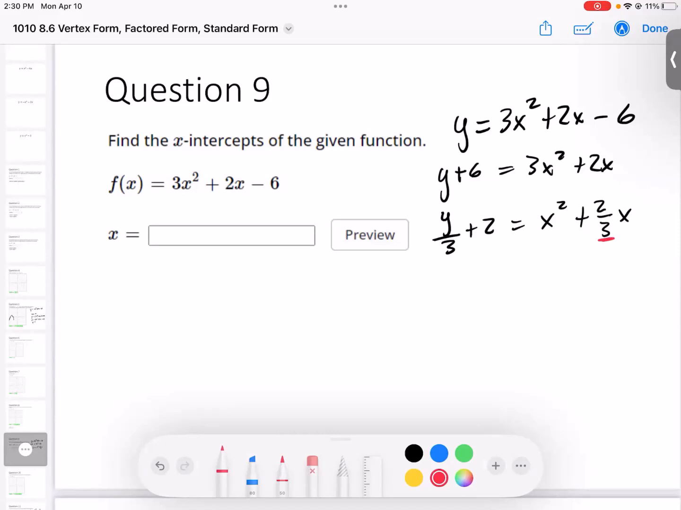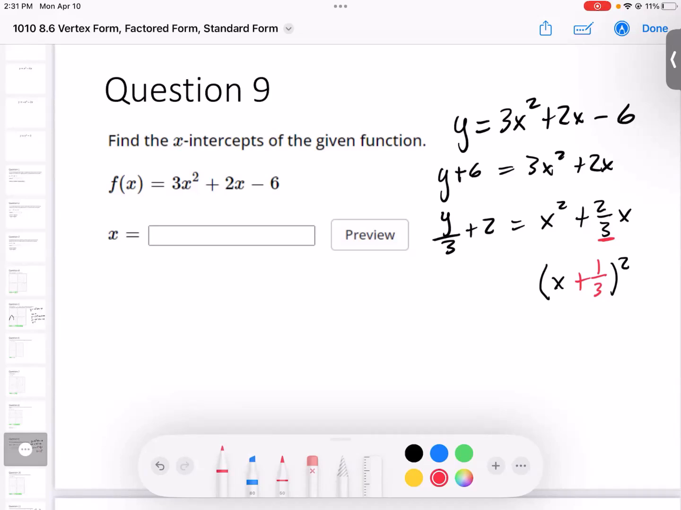Because when I'm completing the square, I want the thing inside of my parentheses with the x to be half of whatever this coefficient is. So to find half of a fraction, you just multiply the fraction by a half. And so that would be 2/6. But 2/6 can be reduced to 1/3. Which makes sense because if you were to FOIL this out, you would have 1/3 x plus another 1/3 x, which would give you 2/3 x.